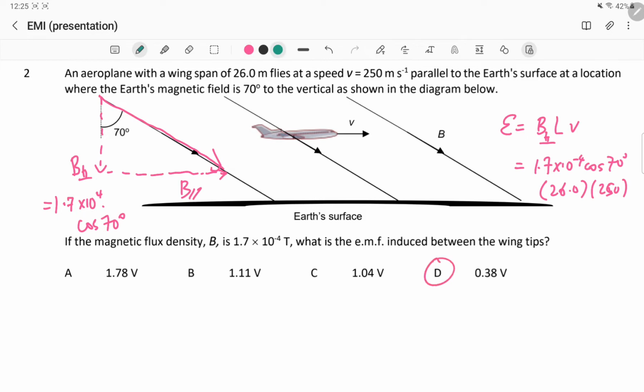Here, I would like you to also consider which is the positive end of the airplane, which tip. Is it the left or the right? You can pause here first and apply your right hand rule.